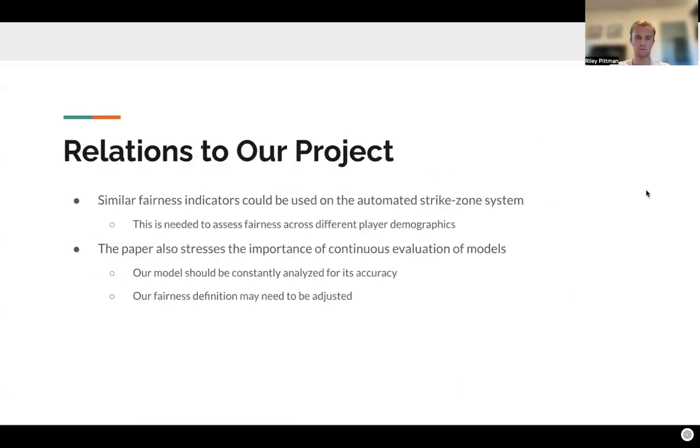So how does this relate to our project? While we don't have to use the exact same fairness indicators that the paper talked about, we can use similar indicators to evaluate the performance of the strike zone system. This is needed to really assess fairness because of the different player demographics, whether that be different player heights or different stances in the way people hold their bat and hit the ball. Secondly, the paper stresses the importance of continuously evaluating models. So we should constantly analyze our model for its accuracy and see if our fairness definition really makes sense and if we need to adjust it.